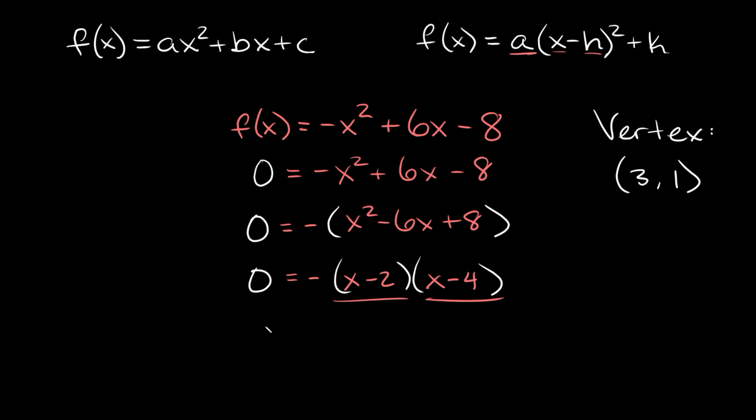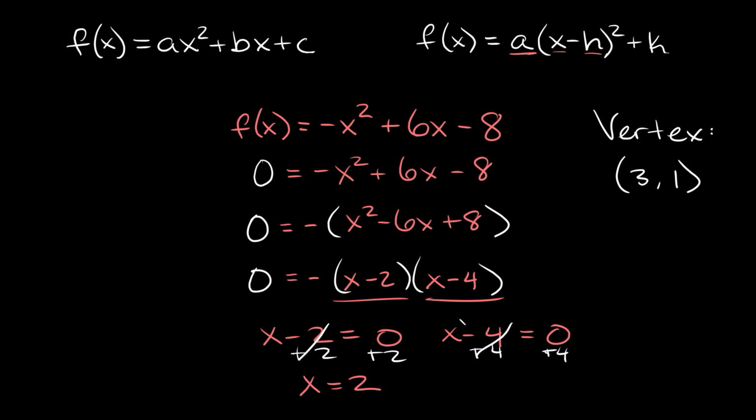So let's set each of those. So x minus 2 equal to 0 and x minus 4 equal to 0, right? So then this first one, we can add 2 to both sides. So we get that x is equal to +2. And then on this side, we can add 4 to both sides. So then here we get that x is equal to +4, all right? So here are our x-intercepts at +2 and +4.